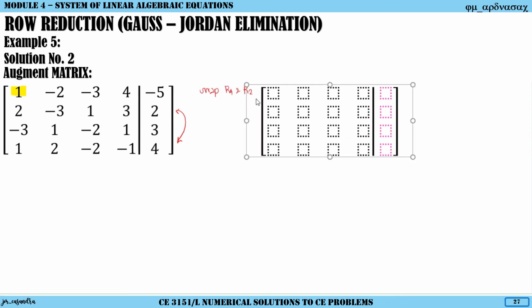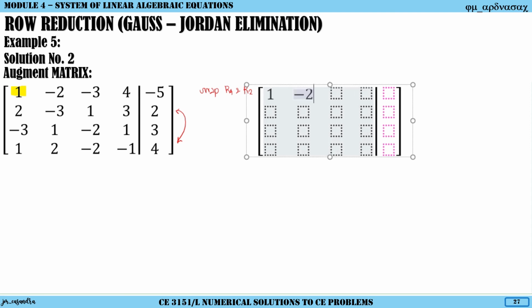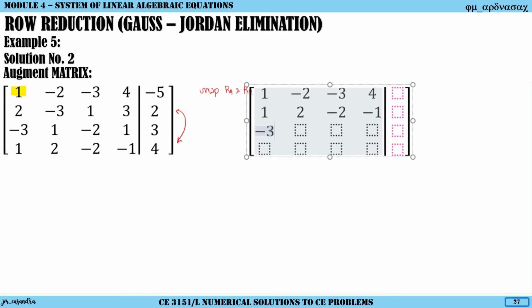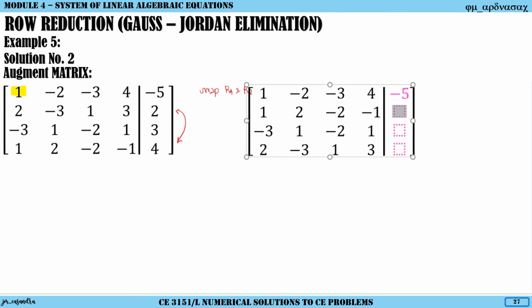which is now equal to 1, negative 2, negative 3, 4. That's 1, 2, negative 2, negative 1. So row 3 is still the same, negative 3, 1, negative 2, 1. And the last row will now be row 2. So 2, negative 3, 1, 3. And then for our constants, we have negative 5, we have 4, 3, and then 2.